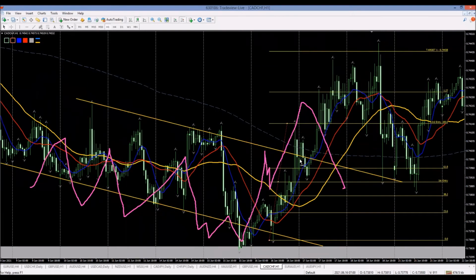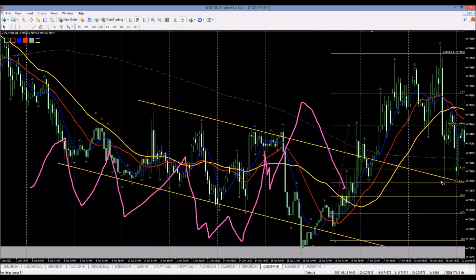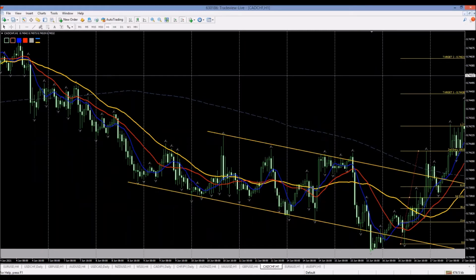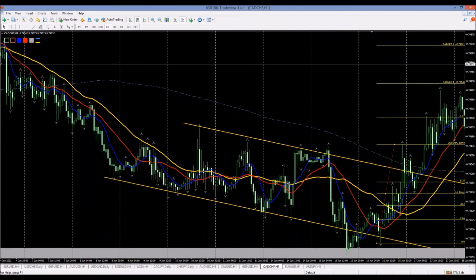Now, typically, we have an entry that we like to take, first entry, second entry, and then we have our targets. That's how we like to trade. So if we anticipate a trade approaching, then we're going to prepare to enter the trade. And this is part of the preparation, okay? Let's just see how this trade panned out. Beautiful trade, by the way.